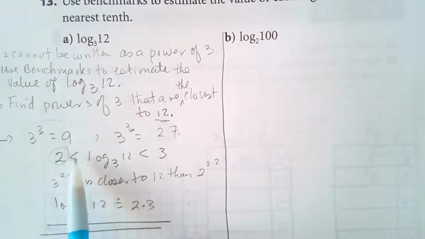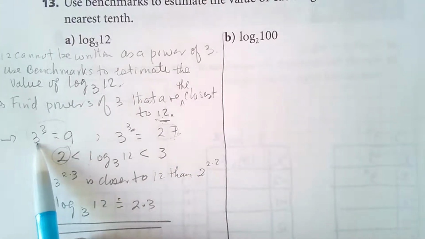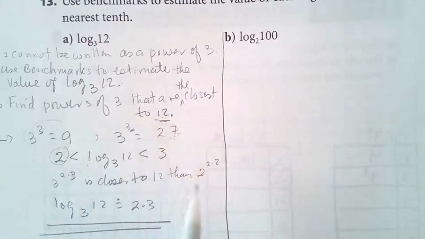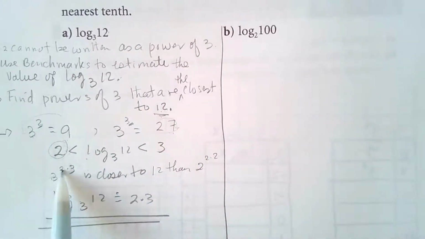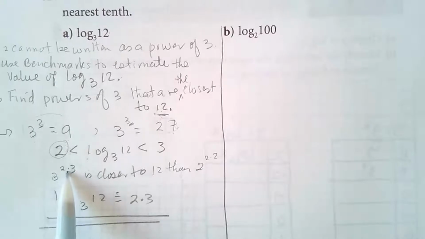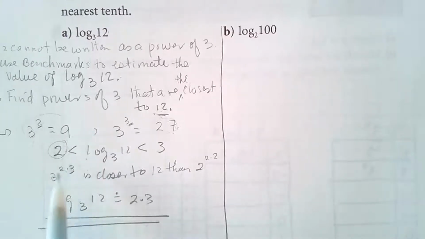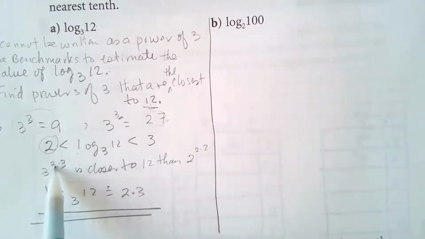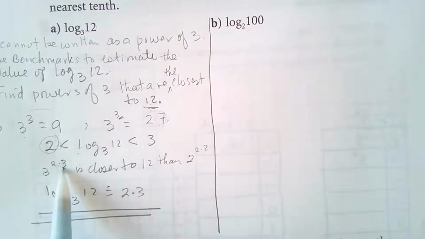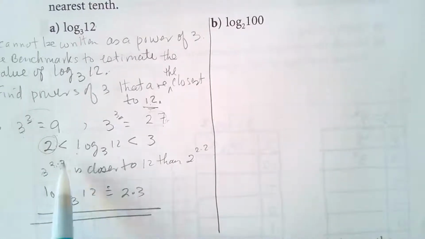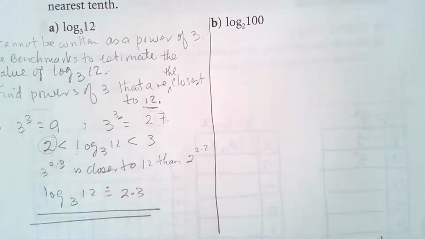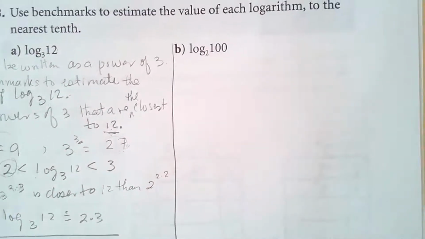Since 3 to the power 2 is closest to 12, we use 3 to the power 2. Then we do a series of calculations to find if it's 2.1, 2.2, 2.3, and we discover this 2.3 is closer to 12 than any other one decimal place. We leave it at 1 decimal place for now. Let's look at one more example.